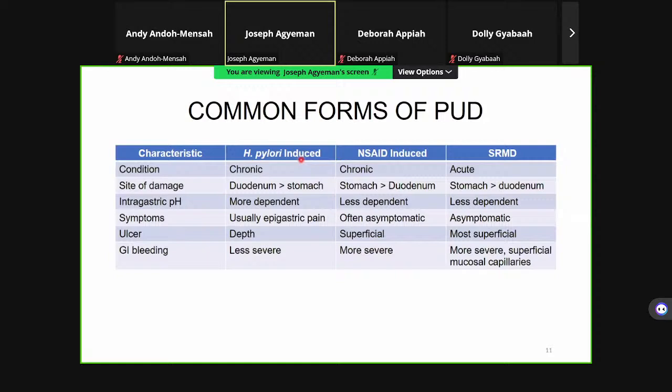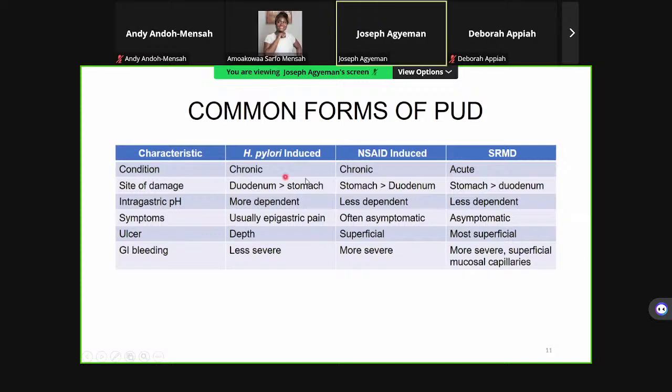And in terms of the chronicity, the site that is normally damaged, their relation with intragastric pH, symptoms, and others, this is how it goes. So H. pylori induced and NSAID induced are normally chronic in nature. But the stress-induced one is normally acute. It comes within a short time. When you treat, it's gone. But these 2 will make sure that you suffer for a very long time.